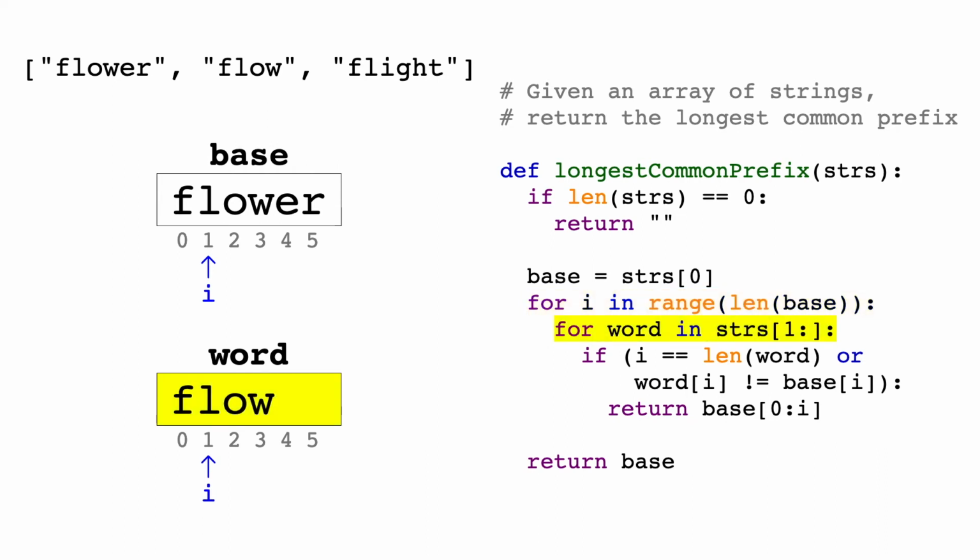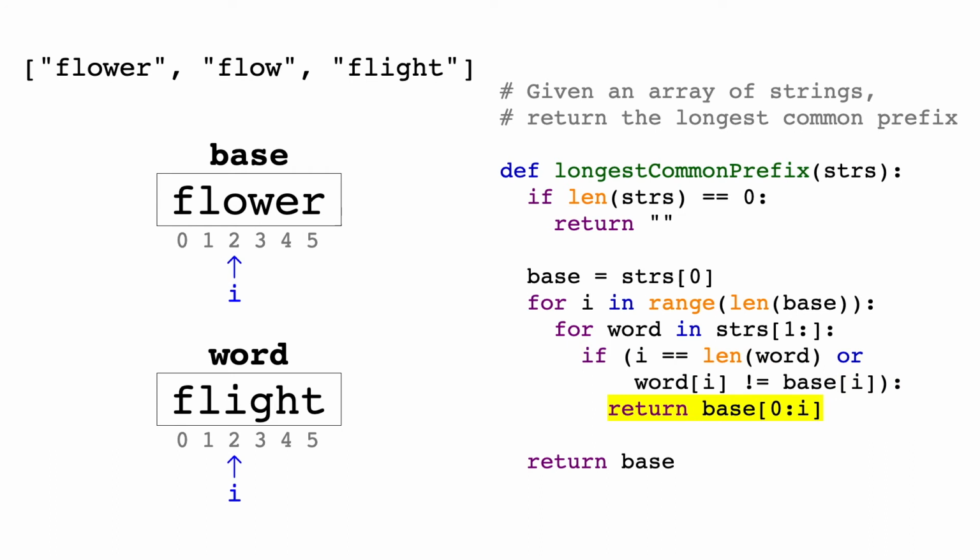Then we'll do the same thing again, but this time comparing the second character in the strings, or the character at index 1. The word variable will, again, start off as flow, and both characters at index 1 are L. The next word is flight, and again, both characters at index 1 are L. This means that we can move on to the third character. Now, both flower and flow have O at index 2, but when we look at flight, we notice that the characters are different. That makes this condition true, so we'll enter the if block.